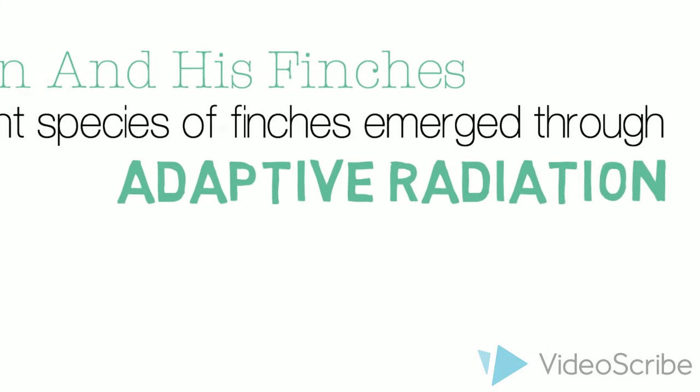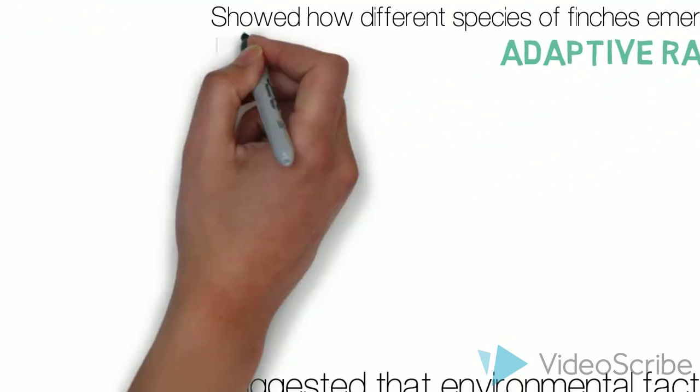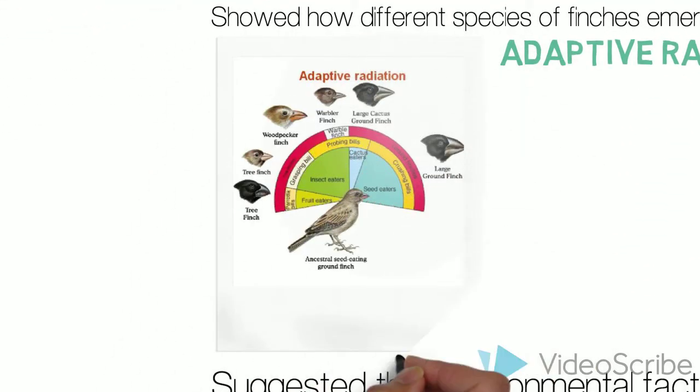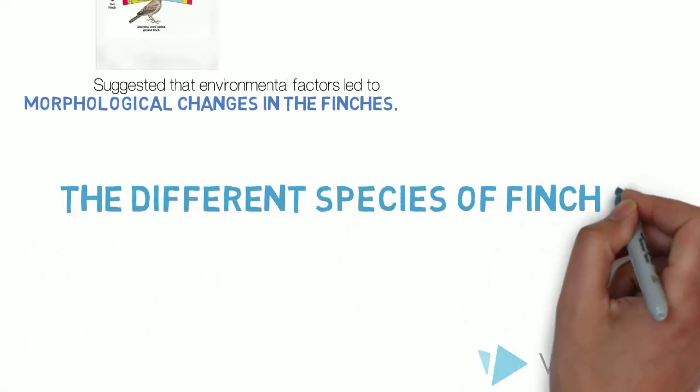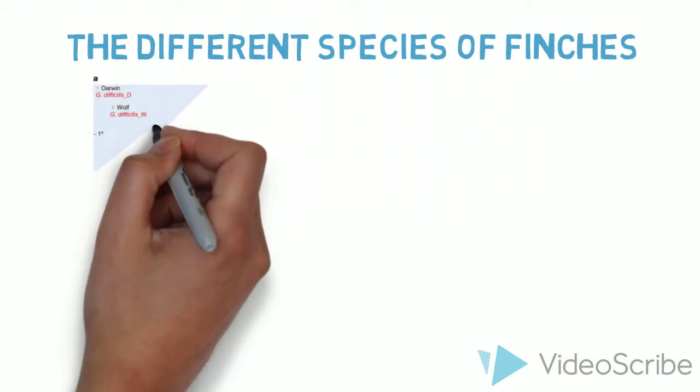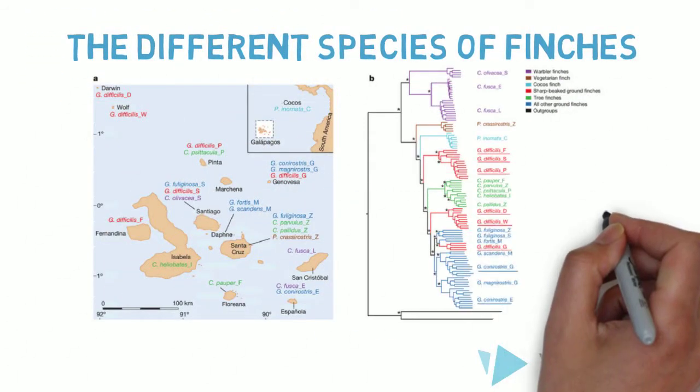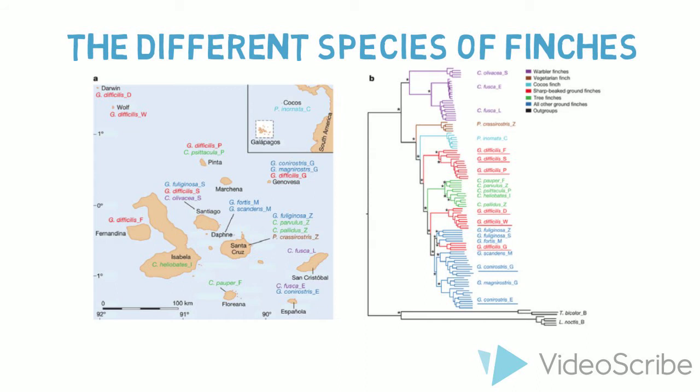Adaptive radiation is when organisms diversify rapidly into new forms caused by changes in the environment. Morphology is related to physical features present in an organism. Phylogeny is the history of a species' evolution. In this picture, you can see the roughly 15 species of Darwin's finches that have propagated from a single ancestor and their geographical origins. Different colors indicate different species of finches.